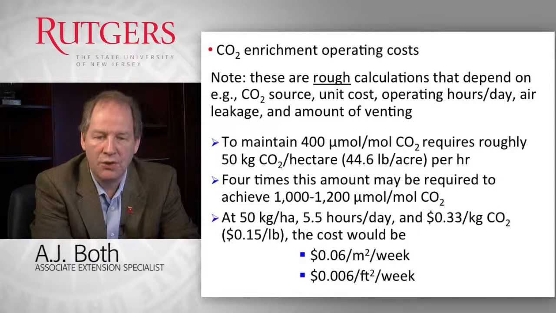So this calculation shows you then if you want to maintain an ambient concentration of about 400 parts per million, or micromoles per mole, you would need about 50 kilograms of CO2 per hectare, which is 2.5 acres, per hour. And so you can use that number by looking at how many hours during the day, an average day, you would use that enrichment, and the cost you'd have to pay per unit of CO2 you'd have to purchase or to produce. And then you can calculate how much it's going to cost you, for example, per unit area and per unit time to start enriching the CO2 concentration.